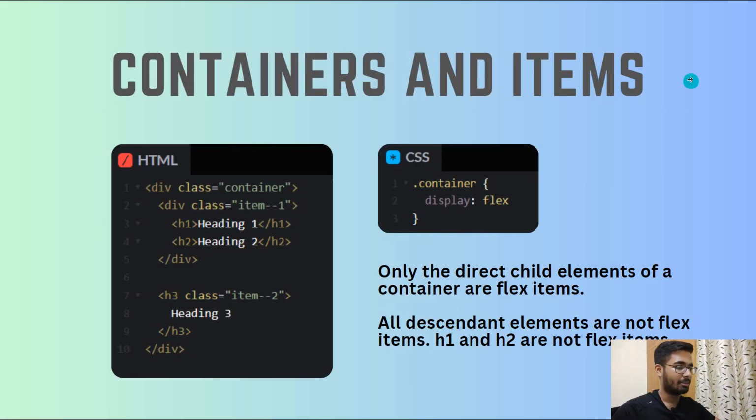First, containers and items. So what is a flex container? A flex container is that HTML element where display is set to flex. In this case, this first div is the flex container. And flex items are direct child elements of a container. Please note the word direct child, because there are multiple child elements inside of this container, but only direct children, this div and this h3, will be flex items. H1 and H2 will not be flex items. Alright, so that was about containers and items.